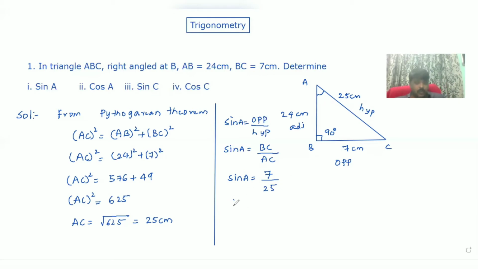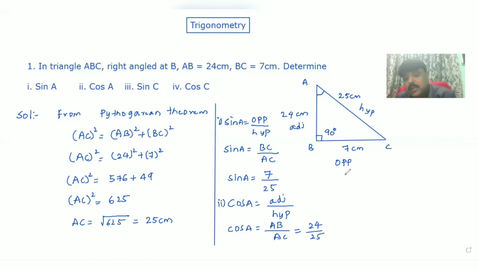Similarly, cos A. Cos A equals the side adjacent to A by hypotenuse. The adjacent side to A is AB, by hypotenuse AC, which is 24 by 25.